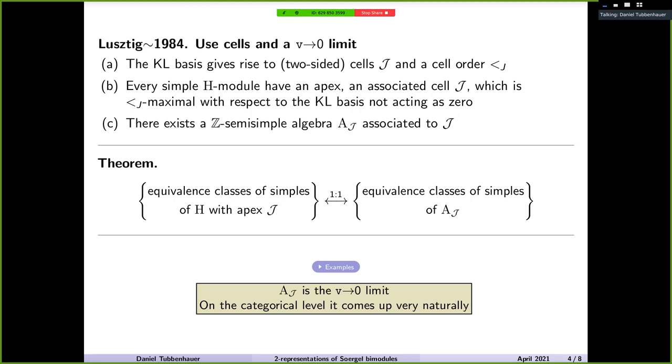And then his theorem says, and this basically works for any Coxeter group, that the equivalence classes of those simples, which are now ordered by the invariant called the apex, are in one-to-one correspondence with equivalence classes of the simples associated to this asymptotic algebra. And the asymptotic algebra is just ridiculously simple in some sense. It's much easier. It's a matrix algebra, so you basically just need to count. You just have to make sure that you understand what AJ is. And the main takeaway today will be a categorification of this. Basically a one-to-one categorification of the very same statement.